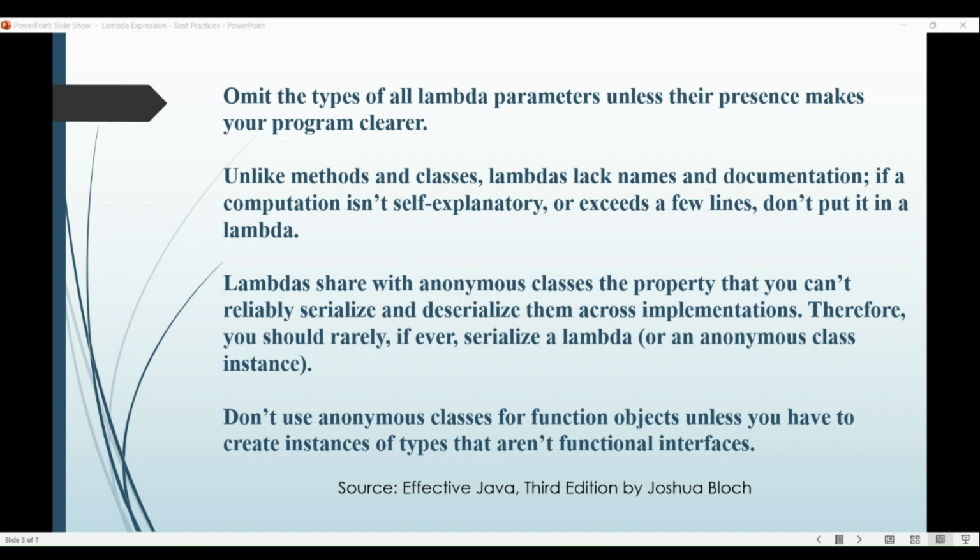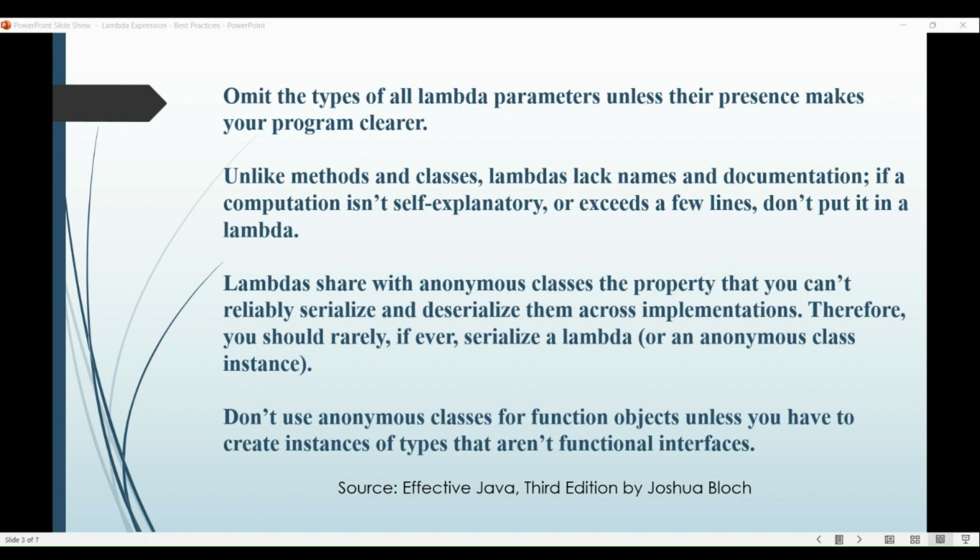And the point to remember is that lambdas share with anonymous classes the property that you can't reliably serialize and deserialize them across implementations. So, therefore, in the book, Joshua Bloch says that you should rarely, if ever, serialize a lambda or an anonymous class object.